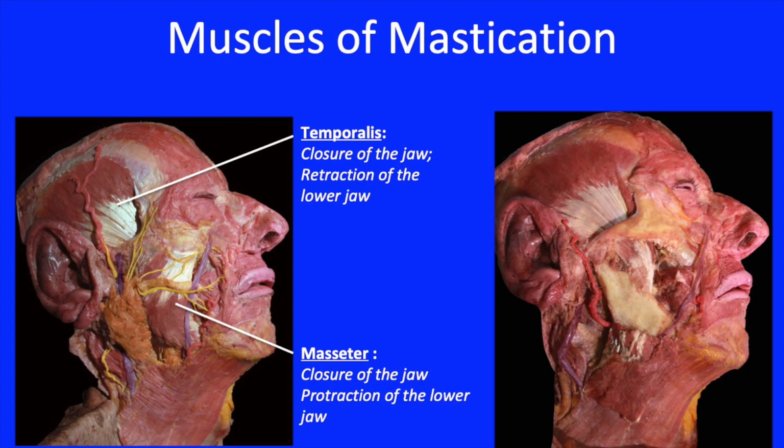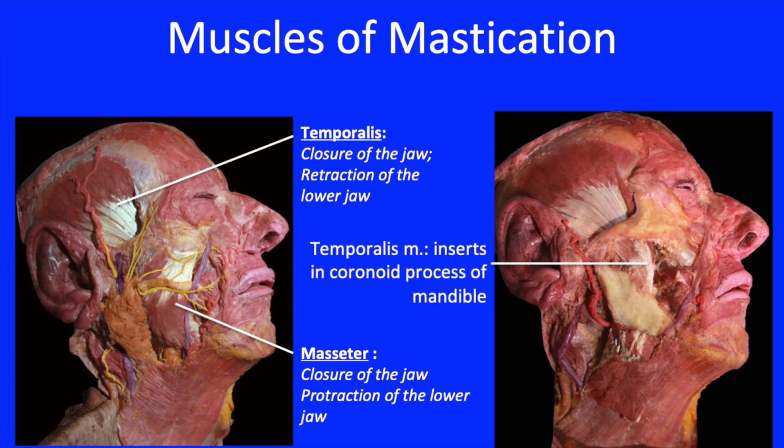Next, we see the temporalis. Its broad expanse we already saw in the temporal region. It is a strong muscle enclosing the jaw. Clench your teeth and you will be able to detect your contracted temporalis muscle. Temporalis attaches at the coronoid process of the mandible, and this is what helps make it a powerful muscle enclosure of the jaw. It also helps to retract the lower jaw.